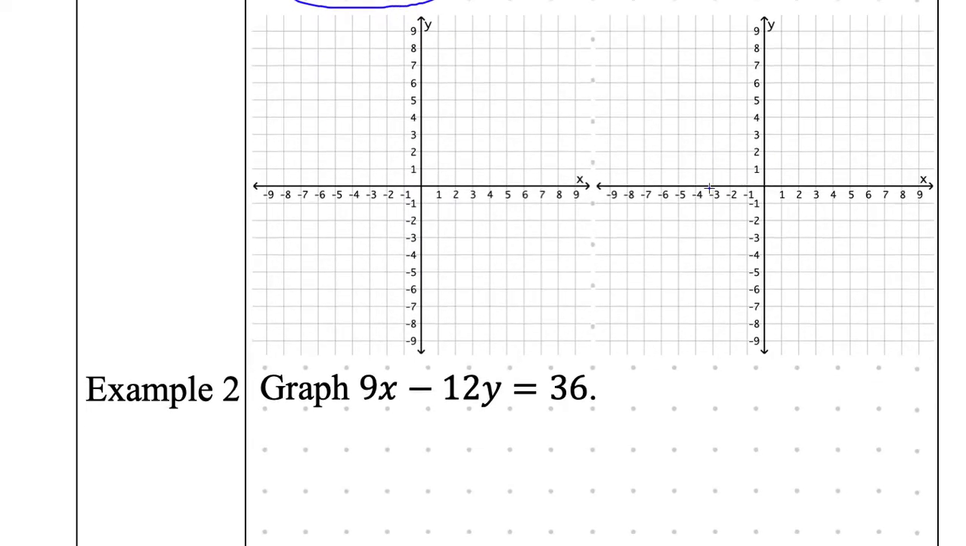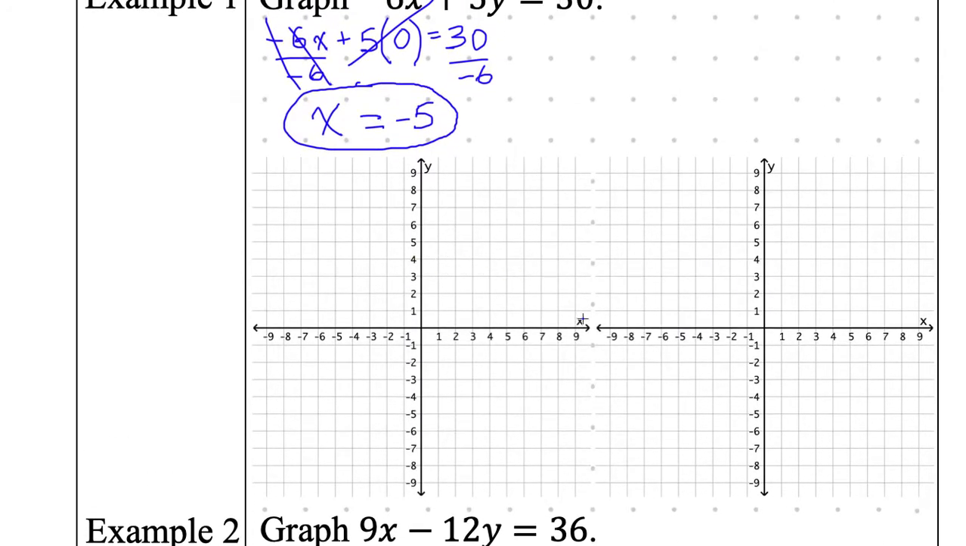The graph on the right, we're going to use for example 2. So let's graph on the x-axis. Let's graph negative 5. So technically it's negative 5, 0. There it is. So you're going to make a point on the x-axis at negative 5.